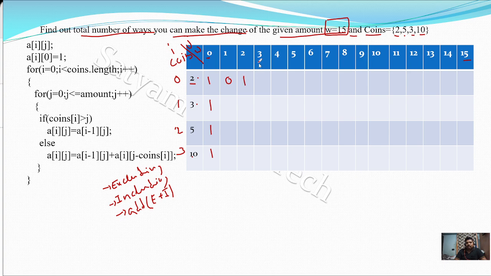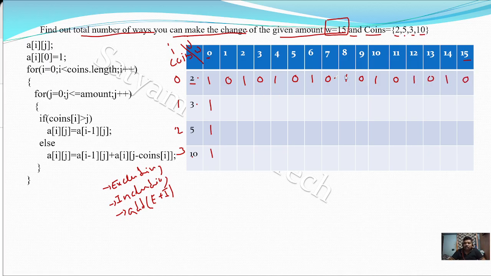Here the odd numbers you cannot make by using this 2 rupee coin. That's why it is 0. For example, you can take 2 plus 2, but it cannot make a 5, so that is 0. Here it is one way, that means you can take two rupee coins. It makes one way, and also here it is one way. Here it is 0. Like that, it is 0, it is 1, it is 0, it is 1, it is 0, it is 1, it is 0.